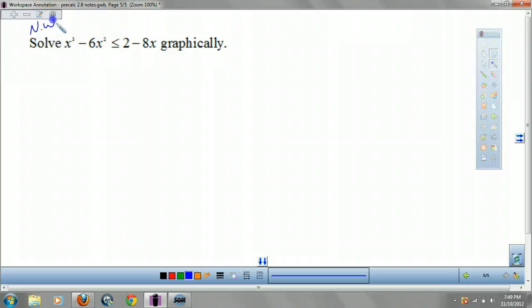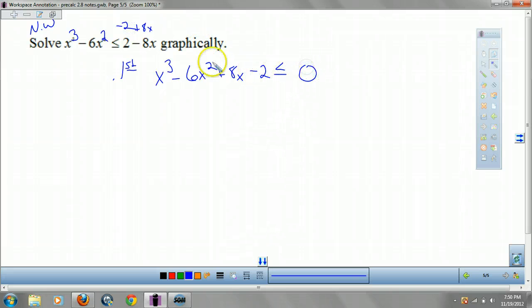All right, last example. Solve x cubed plus 6x squared is less than or equal to 2 minus 8x graphically. First, get all your variables to one side. So we get x cubed plus 6x squared, add the 8x on both sides, plus 8x, minus 2, subtract 2 from both sides. And that will be less than or equal to 0.